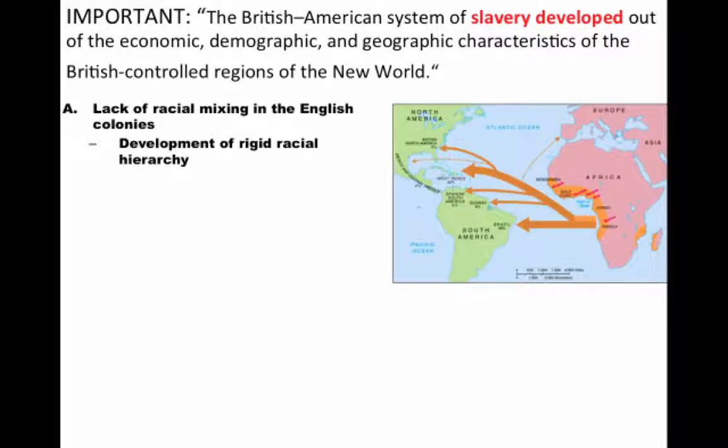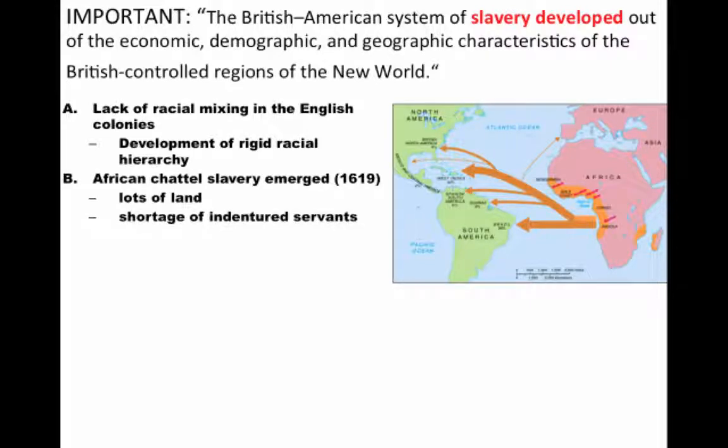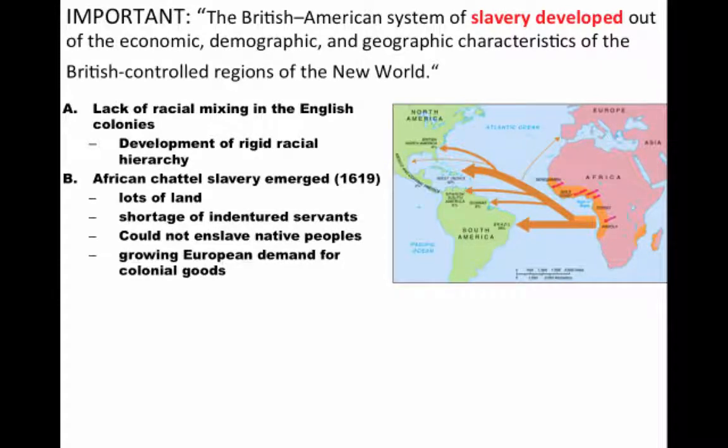Whereas in Spanish colonies, you have the emergence of mestizo and mulatto people. This isn't going to happen amongst the English colonists. In fact, by 1619, you're going to have African chattel slavery emerging in the colony of Jamestown and spreading to others. And it is going to be the result of there being lots of land, a shortage of indentured servants to do the work, and the fact that they cannot enslave the native people because they're not immune to the diseases and they're able to run away out into the frontier. And there is the growing demand for European goods or colonial goods, which contributes to this reliance on slavery.